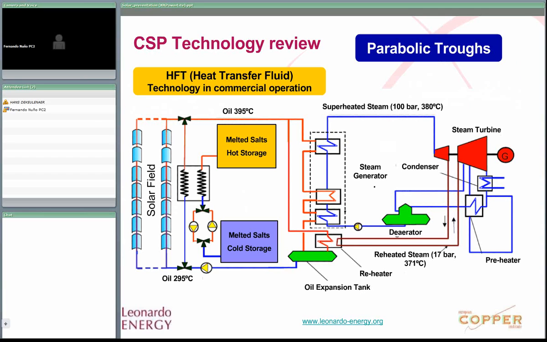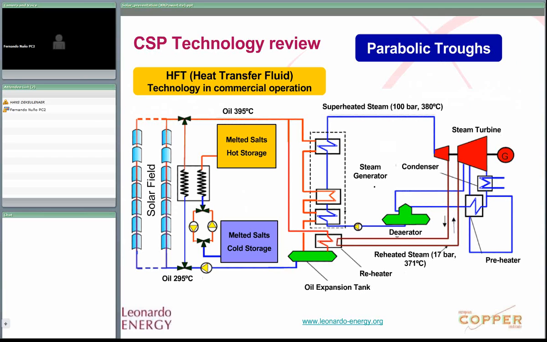Then there is usually storage of molten salts. The hot oil is used to produce superheated steam, which is turbined in a steam turbine generating mechanical power and then electrical power. We can see the condenser.